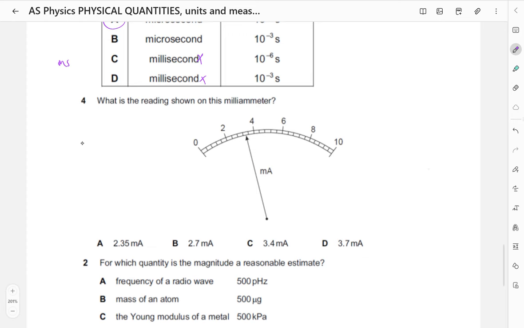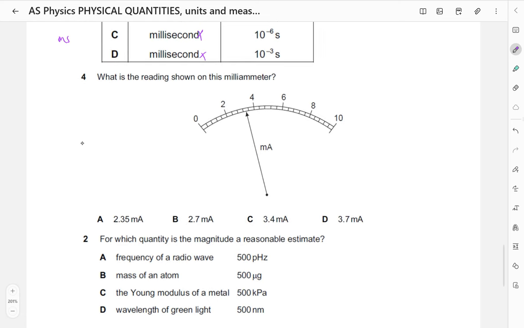What is the reading shown on this milliammeter scale? Okay, let's check. So we first know the scale of this, 1, 2, 3, 4, 5. There are 5 divisions, so I'll say 2 divided by 5 to get the representation of each division. And 2 divided by 5, I think, is 0.4. So here we have 1, 2, 3. So that is 3 times 0.4. I think that gives us 1.2.